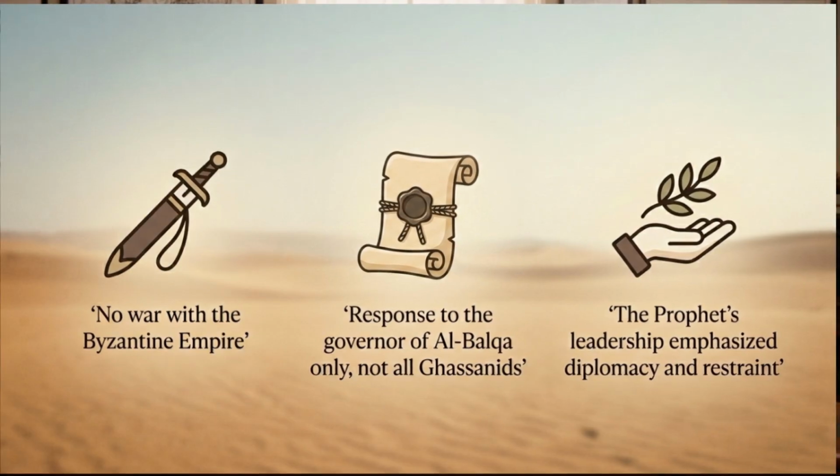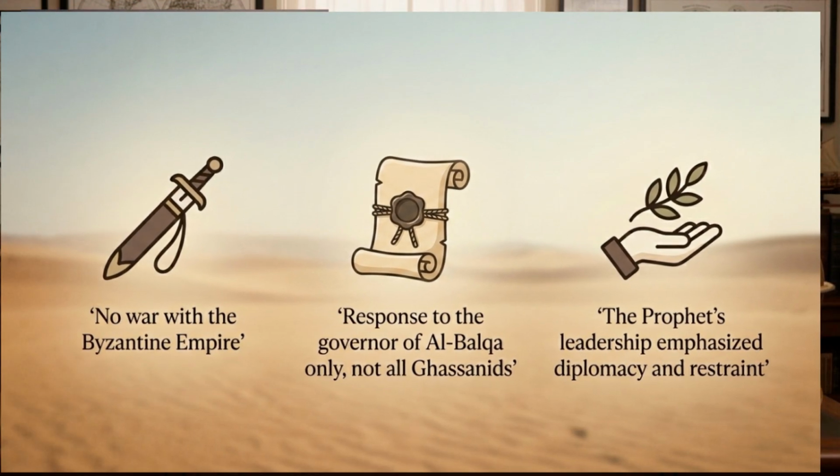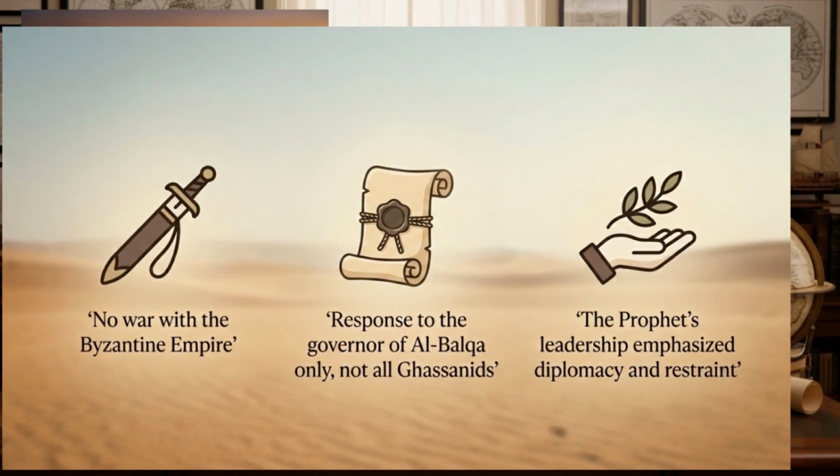Here, we could possibly have two very logical explanations. First, it may have been intended as an action directed only against the regional ruler of al-Balqa, not against the entire Ghassanid authority or the Byzantine Empire as a whole. In that case, it would have been a limited response, requiring only a relatively small force. This interpretation is supported by the idea that there was no declared war with Byzantium at this stage. In fact, it is reported that the Byzantine emperor had previously received a messenger of the Prophet and even responded with gestures of respect and gifts as an act of peace.